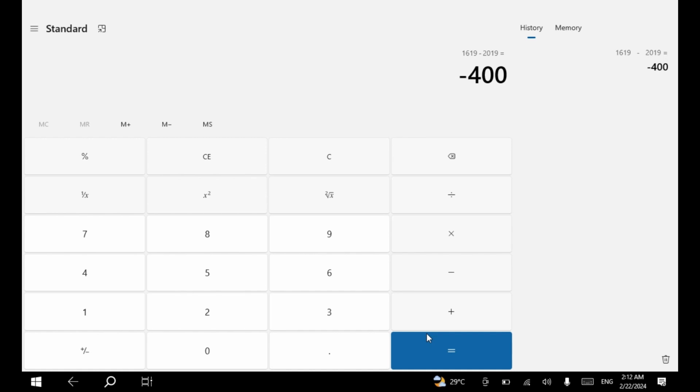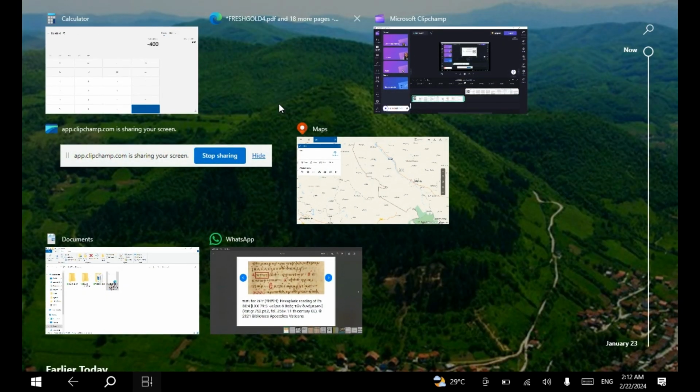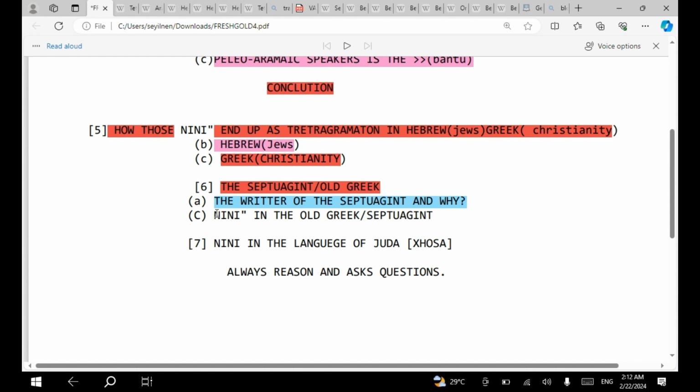$400 years. You see that? 1619 minus 2019 gives you the 400 years. Right. Okay, and then now we're going to this.